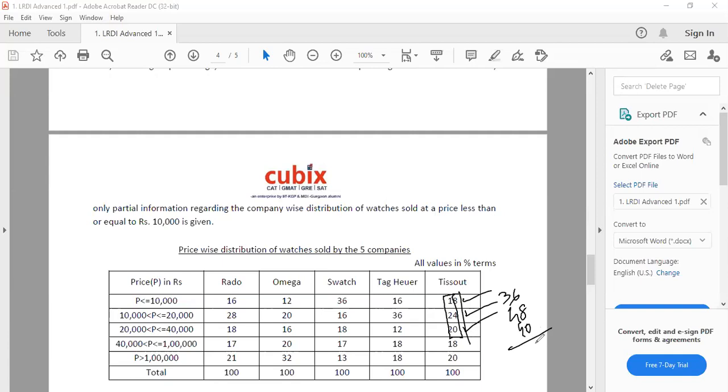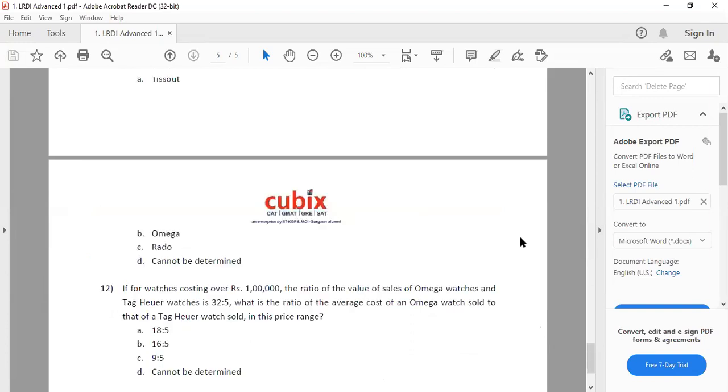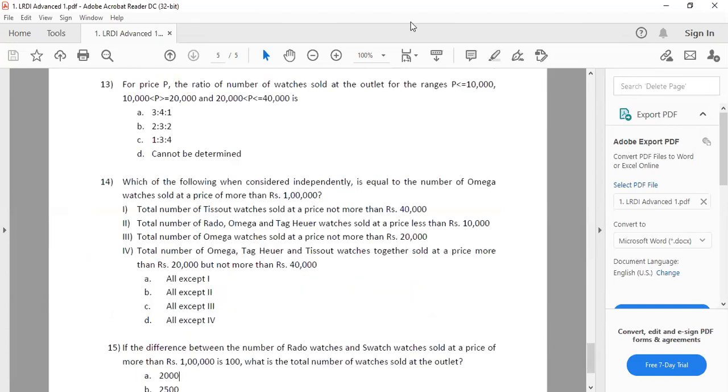What is it adding up to? 88 plus 36 is how much? 124. Yeah. So is it equal to 128? No, obviously, sir. No. So option 1 is not correct. Okay, sir, got it. If it is not option 1, what are the answer choices? All except 1 have to be, so it has to be one of those. Yes, sir. That's it. Move on. No need to check anything else. All right.